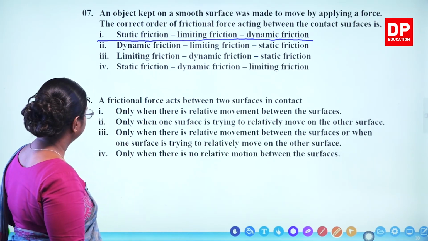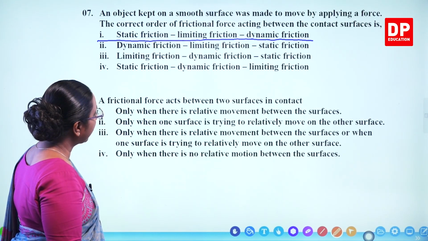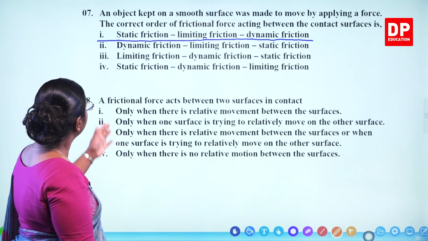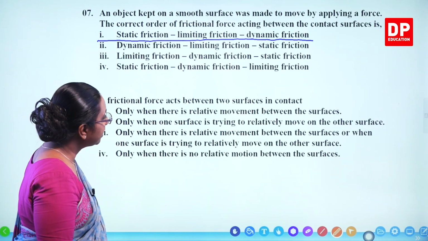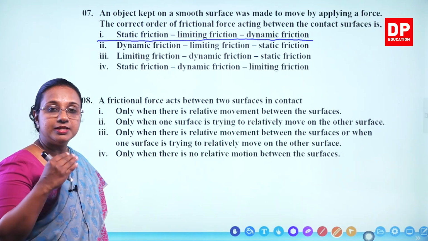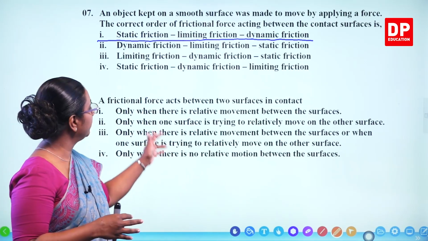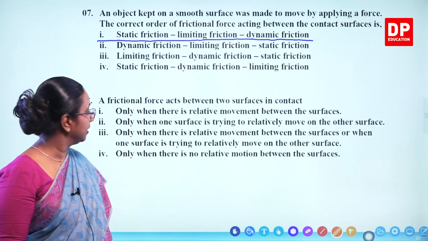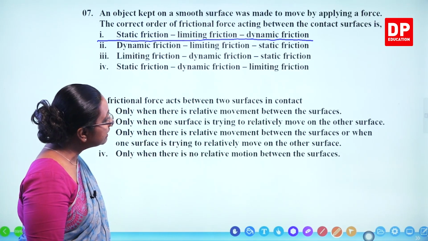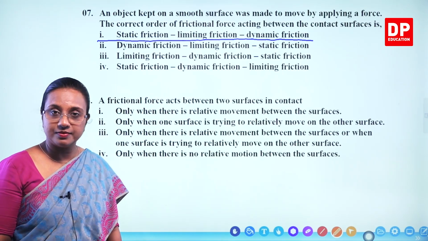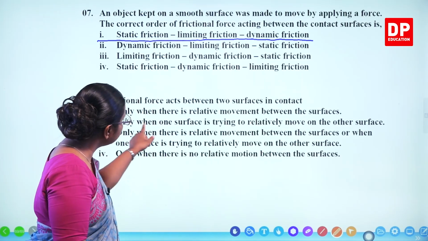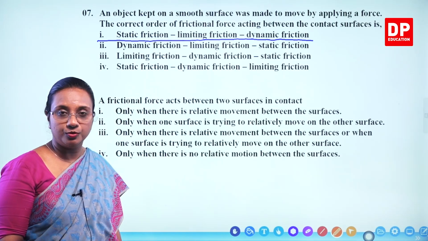The eighth question. A frictional force acts between two surfaces in contact only when there is a relative movement between the surfaces. No, it doesn't only happen when there is relative movement. Only when one surface is trying to relatively move on the other surface. That is also correct, but it's not only when it is trying to move.